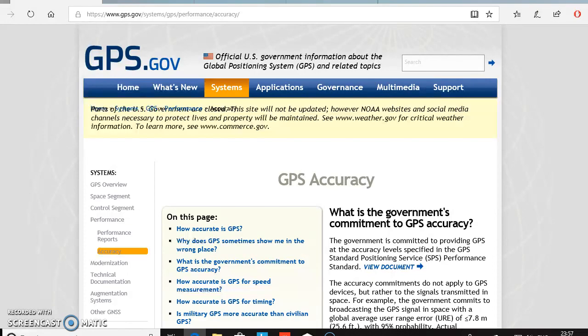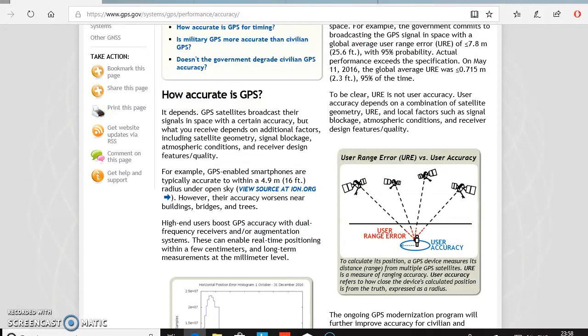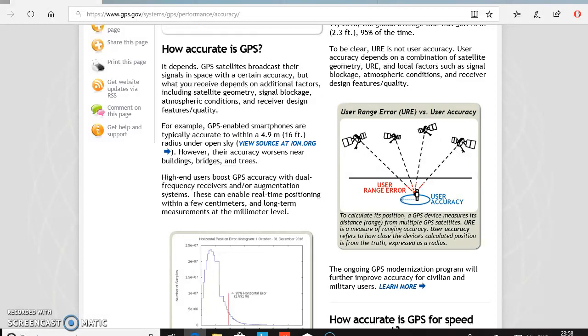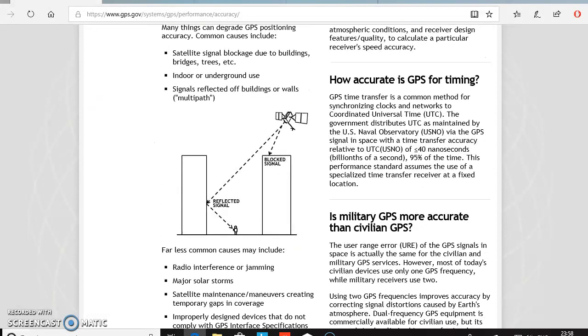And on their GPS accuracy page, they have a couple of diagrams which are very telling. The first one has four satellites in the sky pointing to one point on the ground. And what you see there can also be replicated by a cell tower. And this is just a degradation of the signal from the cell tower. And the second picture shows how buildings can block signals and how somebody can get a reflected signal. Again, this can be demonstrated simply by cell towers.